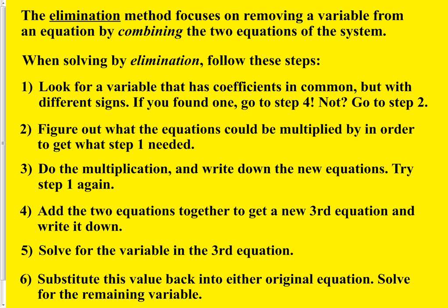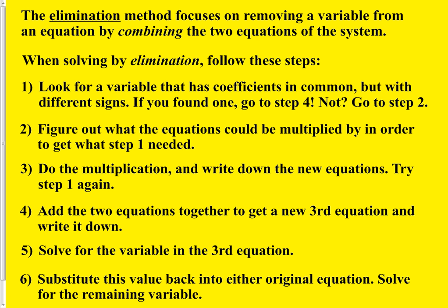If step 1 is correct, one of your variables will eliminate itself. For example, positive 2x's and negative 2x's, when you add them together, you now have 0 x's. They will no longer show up in the problem, and you will have a new equation that talks only about y. Okay, so you add the two equations together. This gives you a new third equation. Write it down. You now have a third equation that is only working with one variable.